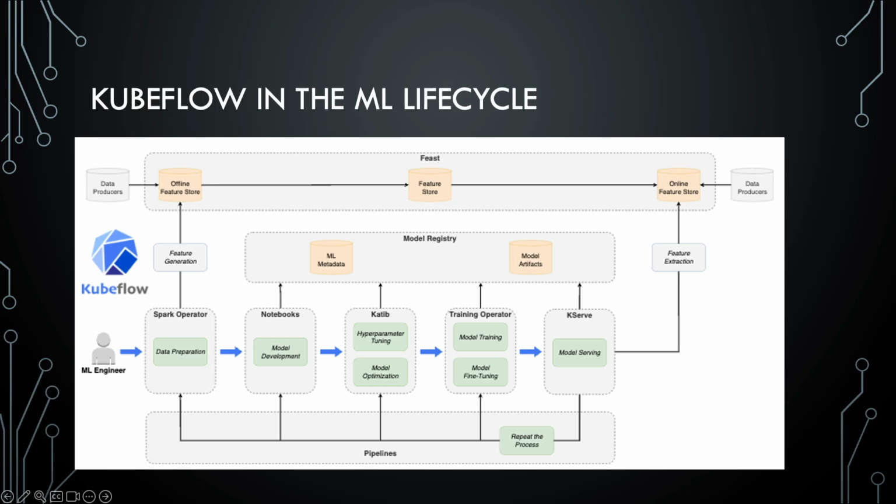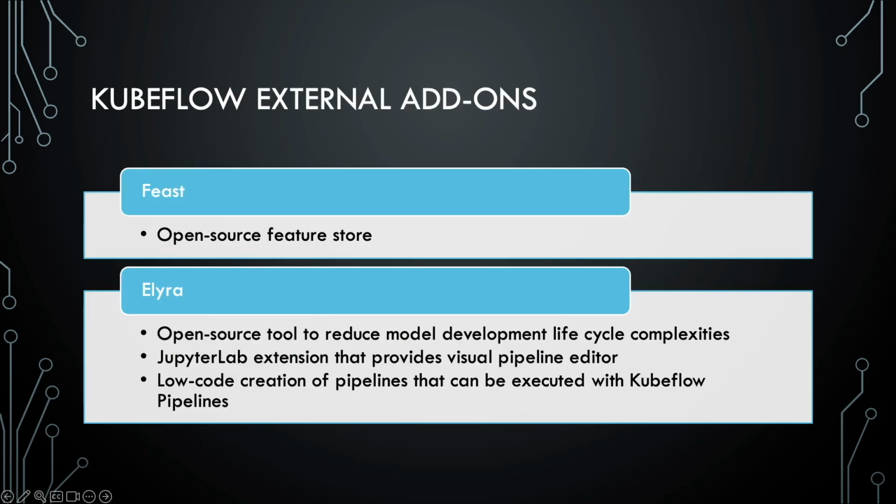A few Kubeflow add-ons that are worth calling out include Feast, which is an open source feature store, and Elyra, which is a JupyterLab extension designed to reduce model development lifecycle complexities. Elyra provides a visual pipeline editor that lets you build ML processing pipelines that can be executed with Kubeflow pipelines.